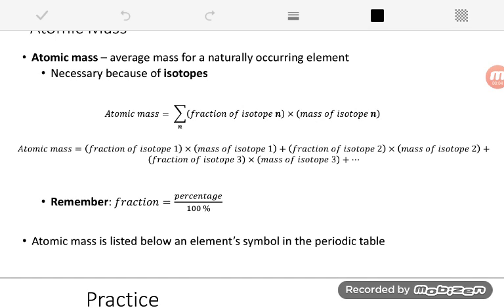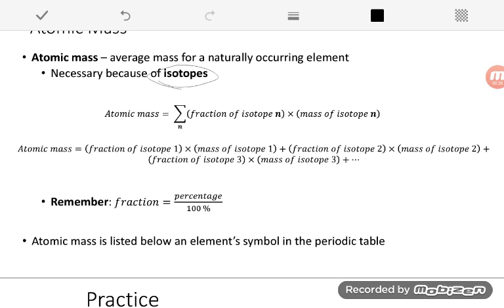Now we're going to determine how to calculate atomic mass for an element. Atomic mass is just the average mass for a naturally occurring element, and we have to calculate an average mass because we have naturally occurring isotopes. These isotopes have different numbers of neutrons and therefore a different weight or mass. So if we had a natural sample of an element, we need to account for that.